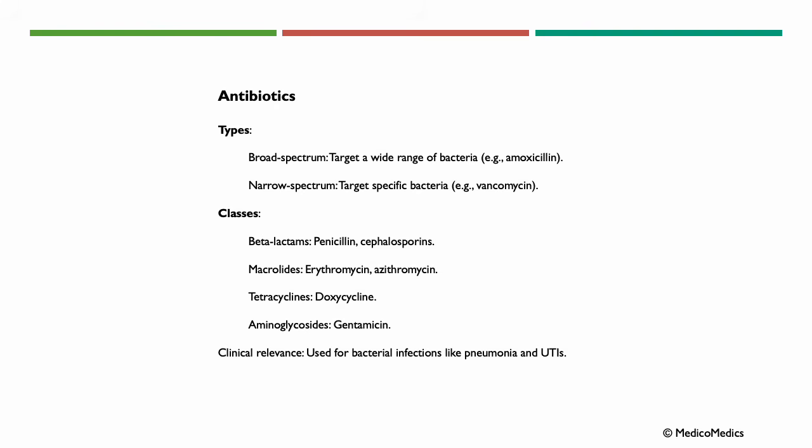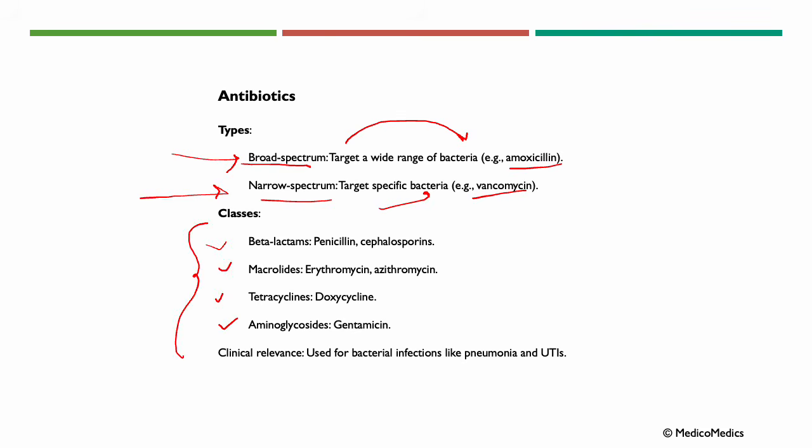Now let's repeat ourselves. So antibiotics, we talked about two types. Broad spectrum, these target a wide range of bacteria, for example, amoxicillin. And then we have narrow spectrum, these target specific bacteria, for example, vancomycin. And we have different classes of antibiotics. This is just a few of them. We have an extensive course on antibiotics where we go into detail through all of these different classes.